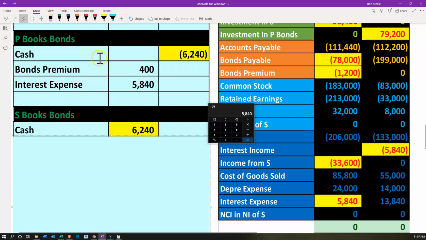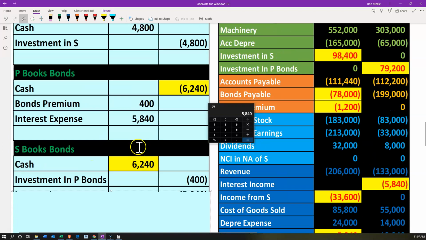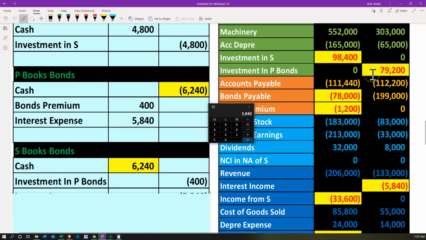So I'm going to say, well, cash is an easy thing to start with. I could say, well, if this has cash going down, then this one you would think would be receiving the cash. So they should be receiving the cash, same calculation. Then the investment, same calculation. This one had the bond premium going down. This one has the investment in P bonds going down. So same concept. The bonds are on the books at the 79.2. They need to be going down to the 78,000 in essence at the end.